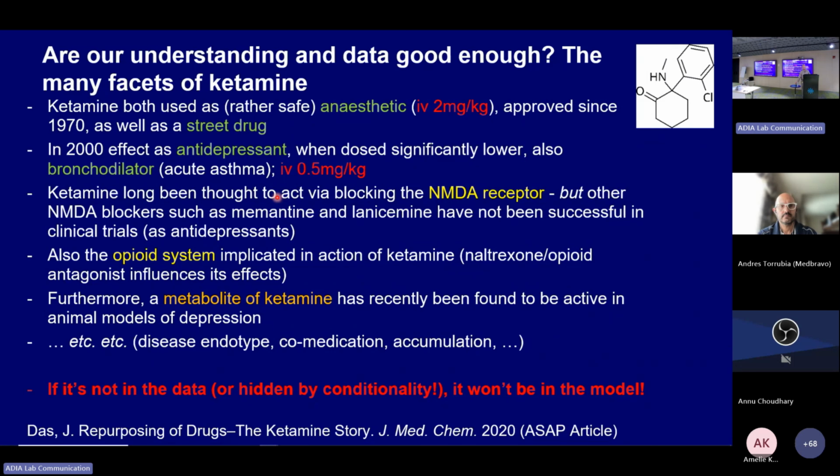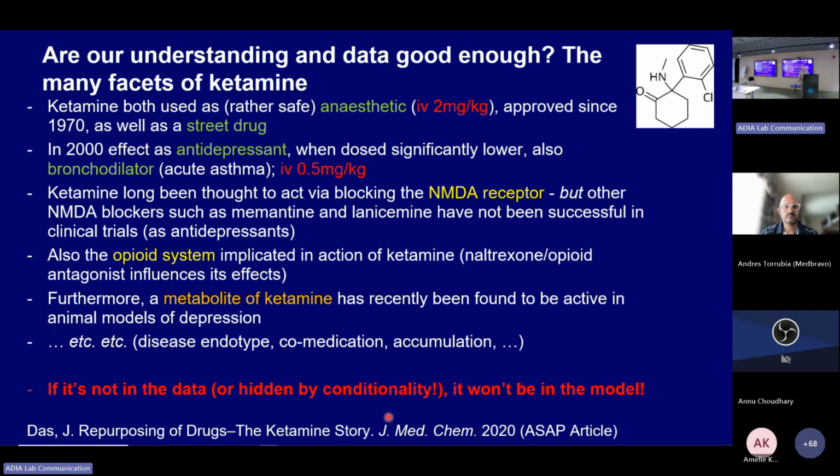Again, we don't know all the labels. And also the opioid system is implicated in the action. If you give antagonists of the opioid receptor, you see a different effect, okay? So, but no one quite understands why. And in animal models, a metabolite, so not this compound, but a product that the body makes out of this compound, has been found to be active in animal models, but not in humans. Okay, the details of this compound don't quite matter. My point is, we don't know all the labels. The labels depend on dose, okay, and we always discover new ones, okay.